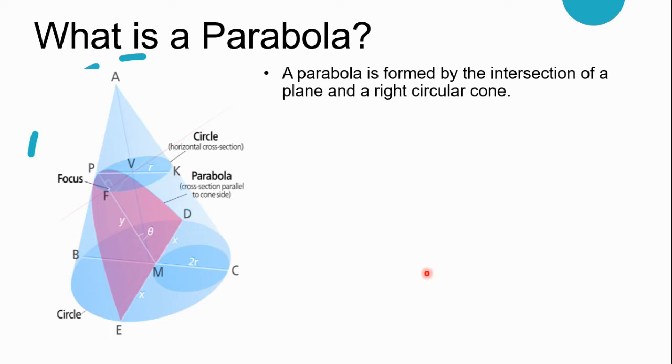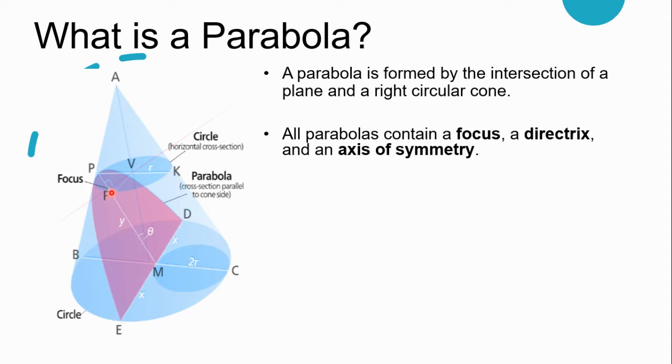Ipakita na ko sa inyo ha kung giunsa pagka-form ang parabola and other conic sections by the intersection of a plane and the right circular cone. So here in the figure, we can see nga na-form ang parabola. Yes, in this part. So makita na to nga naay mga label din. So the parabola contains a focus, this one, a directrix, and an axis of symmetry. So ipakita pa nato later sa atong sunod nga mga slides.